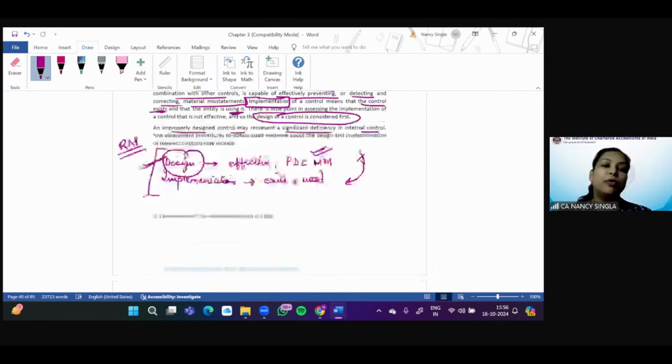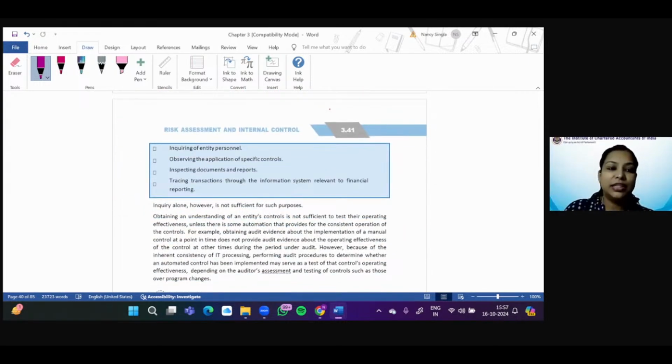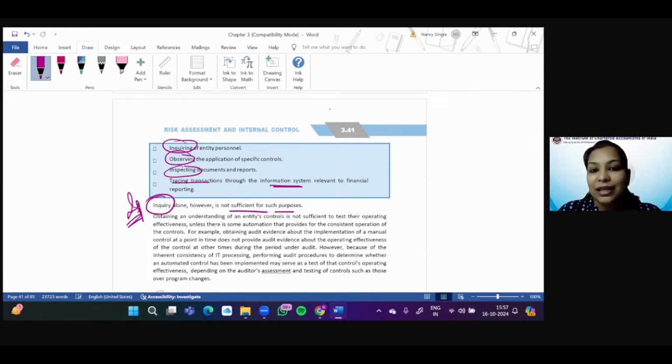The procedures are going to remain the same: inquiry, observation, inspection. Remember, tracing transactions through the information system. And you all know that inquiry alone is not sufficient for such purposes, right? This is very, very important. Along with inquiry, the auditor may perform other procedures also. Like what? He may reperform, or he may inspect, he may observe. He is performing risk assessment procedures now. So he will observe, he will inspect, along with inquiry, right? Is it clear?